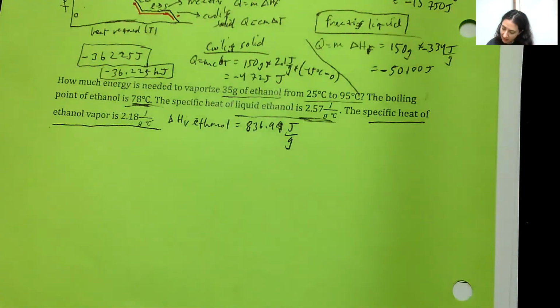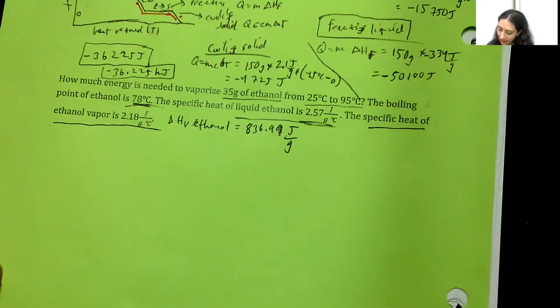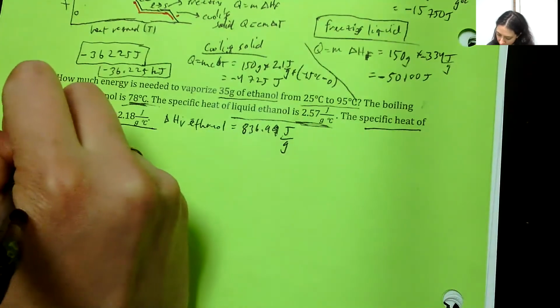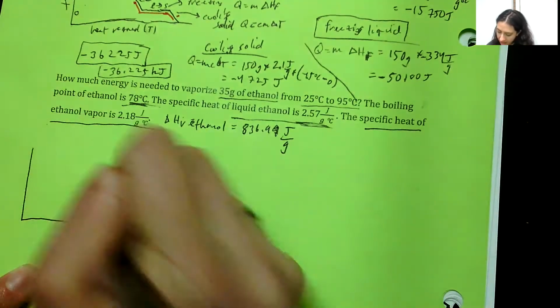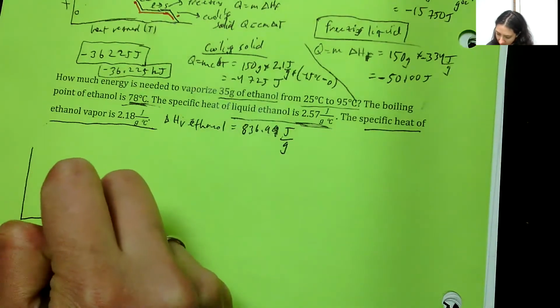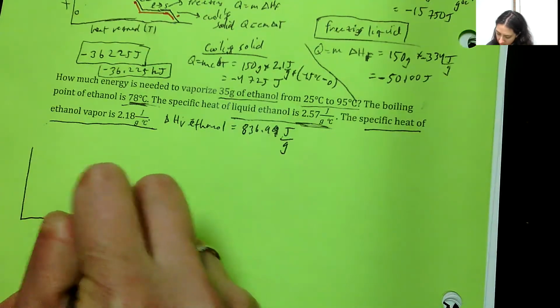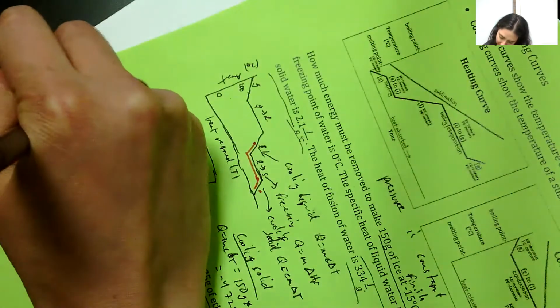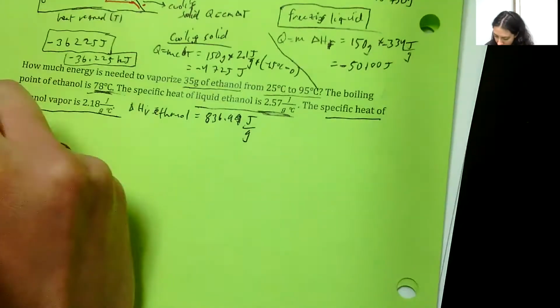Okay, so this looks like a heating curve. So let's just draw out a quick heating curve so we can keep track of what's going on here. This is going to be heat absorbed, in joules, and we've got temperature, which is in degrees Celsius. Pen is dying. I'll have to get a new pen pretty soon here.